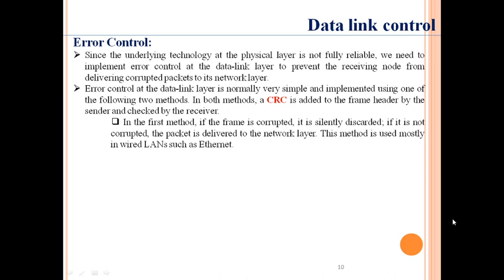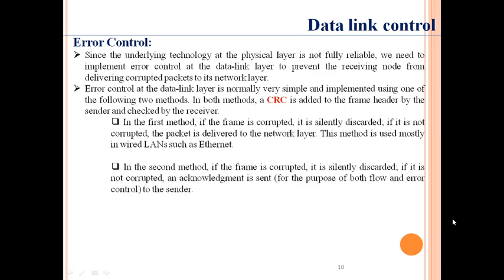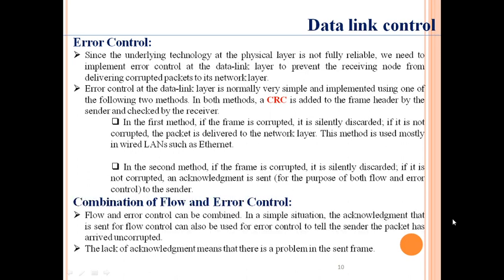In the first method, if the frame is corrupted, it is silently discarded. If it is not corrupted, the packet is delivered to the network layer. In the second method, if the frame is corrupted, it is silently discarded. If it is not corrupted, an acknowledgement is sent to the source. So whenever acknowledgement is done, flow control and error control can be informed from the consumer to the producer.